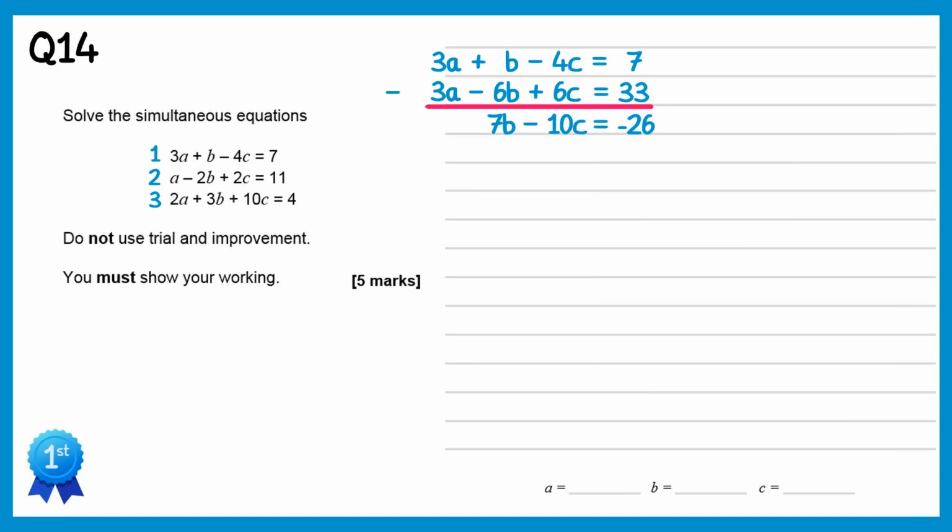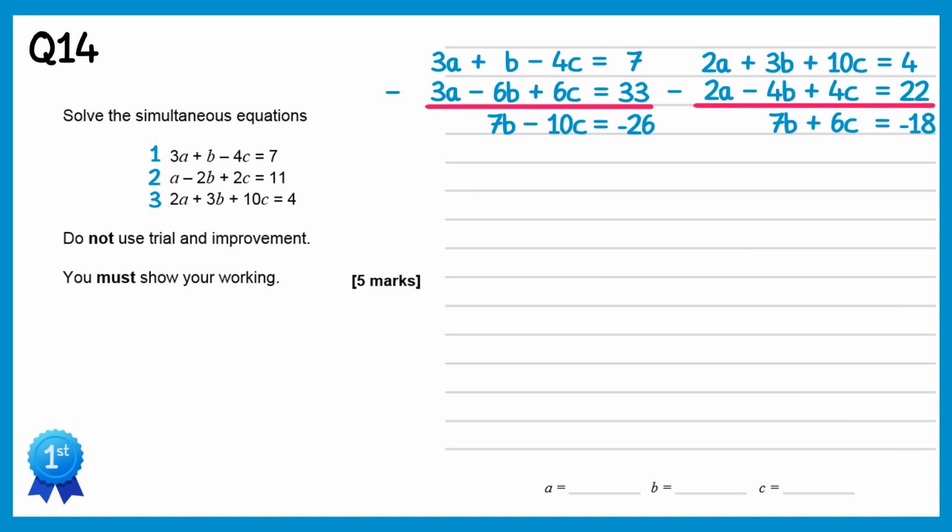I'll now do a very similar method but using a different pair of equations, this time equations 2 and 3. I'm going to write equation 3 out, but then multiply equation 2 by 2. So a times 2 is 2a, negative 2b times 2 is negative 4b, and 2c times 2 is 4c. 11 times 2 is 22. Again, I'll take away the equations. 2a take 2a is 0, 3b take negative 4b is 7b, 10c take 4c is positive 6c, and 4 take 22 is negative 18. I've now got two simultaneous equations with two unknowns, so I can solve these.